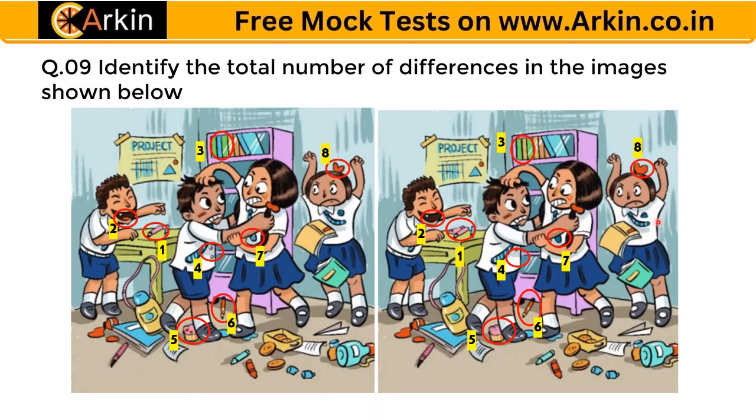Now the ninth one will be the badge here, this is circular, this is triangular, so there are total 9 differences. So the correct answer will be 9.